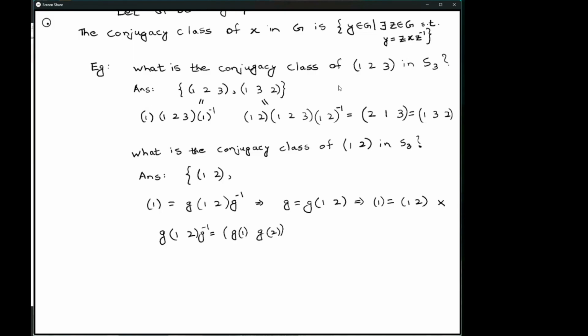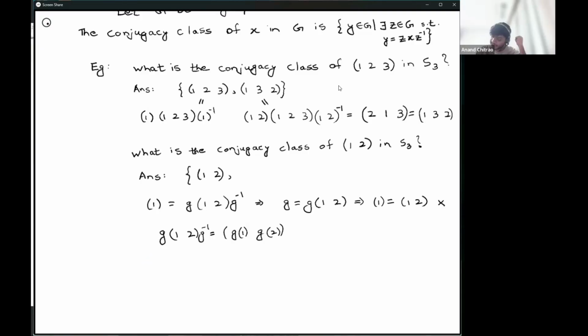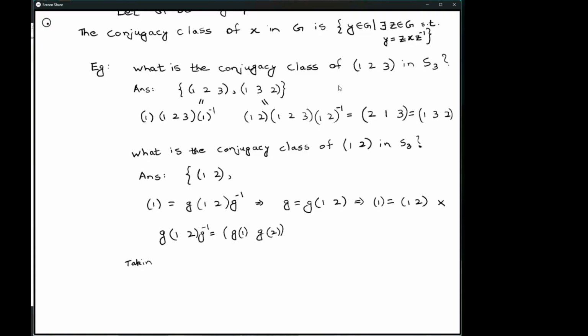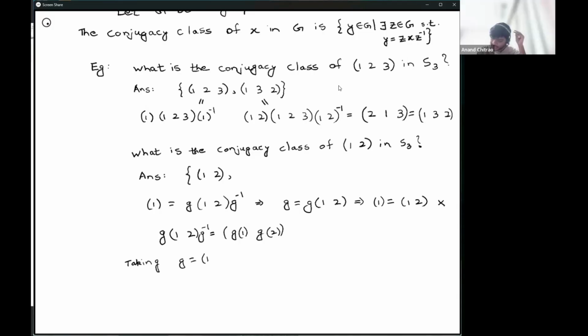(1 3). Why? We can take g equal to (1 3 2). So 1 will go to 3 and 2 will go to 1. Then g (1 2) g inverse is g applied to 1, so that's 3, then g applied to 2, that's 1. So the answer is (1 3). So (1 3) is also an element.